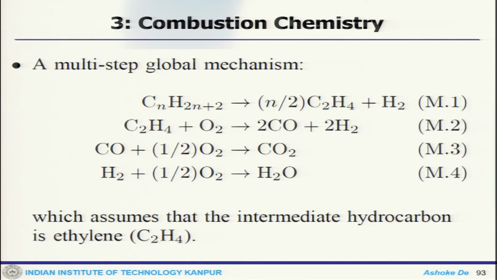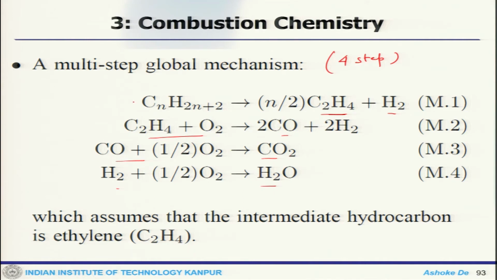Now, for the same methane, or rather CnH2n+2, you can go slightly more detailed, that means instead of a single step there are multiple steps, like a 4 step mechanism. In the 4 step mechanism, first you get lower order hydrocarbons, then that gets oxidized to form CO, then CO to CO2 and H2 to H2O. So, finally you get the product species like H2O and CO2.